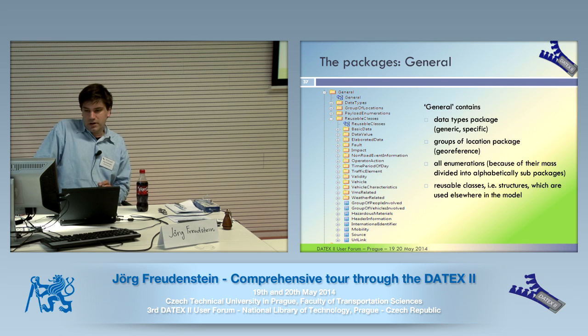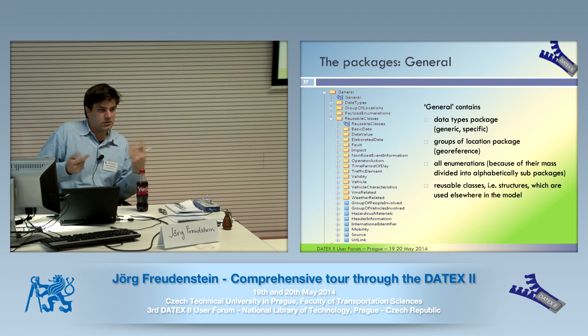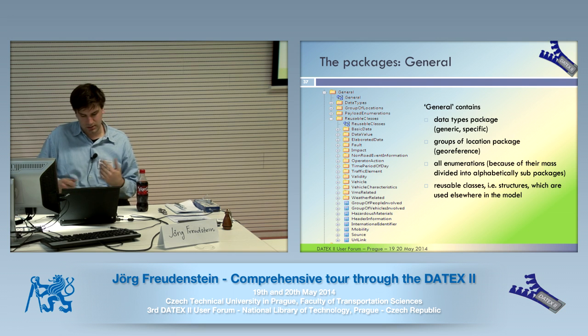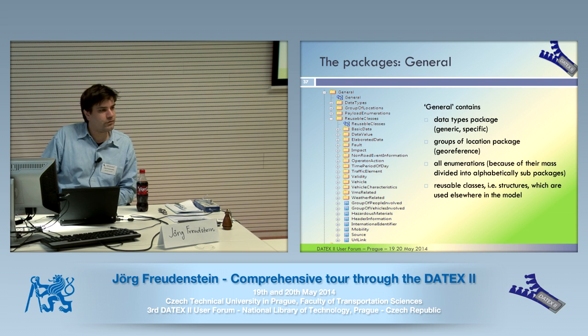Then we have a big folder, reusable classes. You can see there are a lot of subfolders and a lot of components. Reusable classes simply means these are components which are not their own publications, but they can be reused. They can be used several times in the model. These are some basic structures which you probably need often, or more than once. You can see something like fault here. You can see something like data value here. We should have a look at it later, maybe. So we can go through it later on.